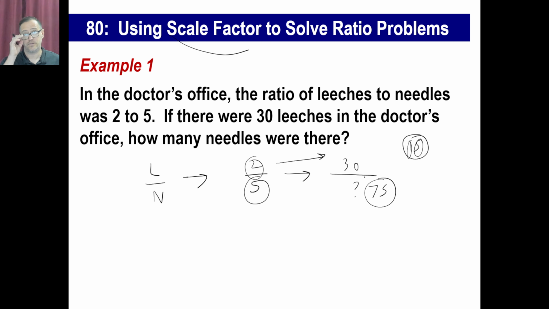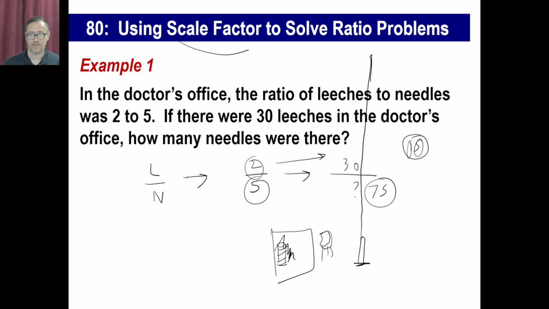Nothing to me is more comforting than going into a doctor's office and seeing 30 leeches and 75 needles. You could have a pole like on a barber shop, with all these little leeches dripping and a couple of nice little needles. The ones my doctor used when I was a kid were about that long. So anyway, there you go.